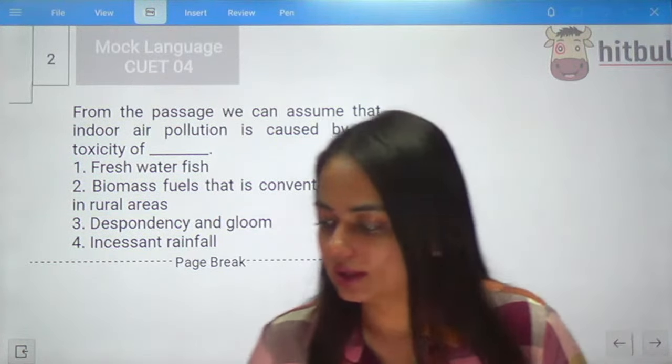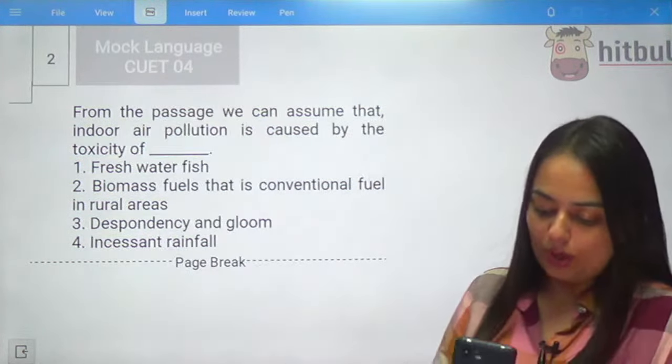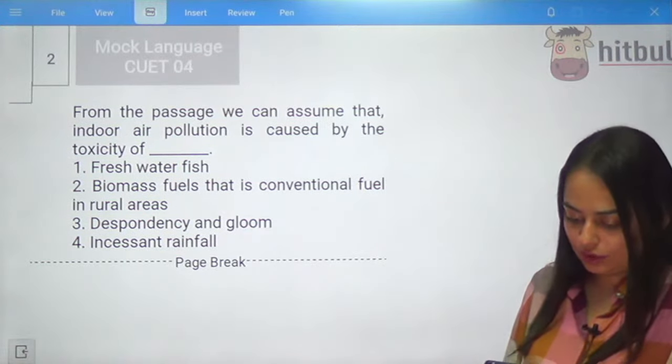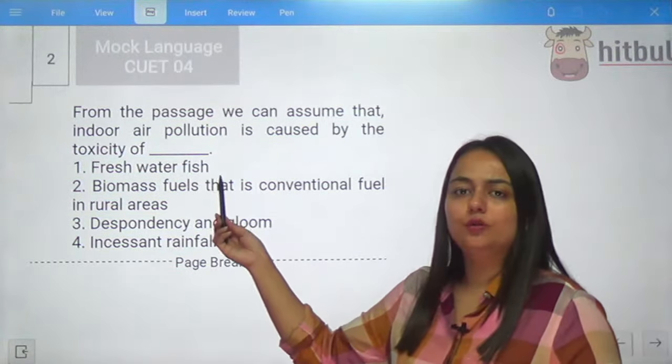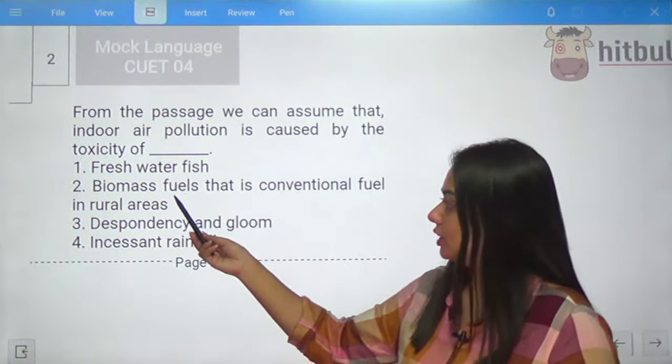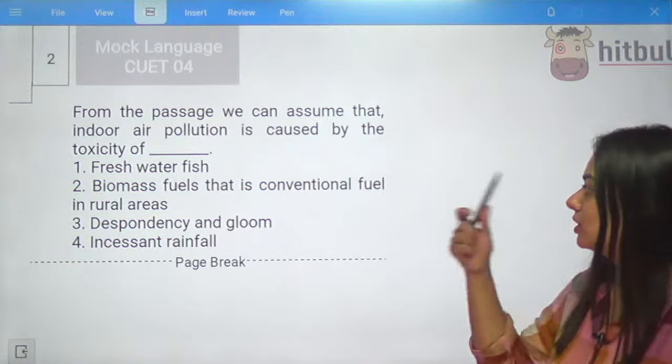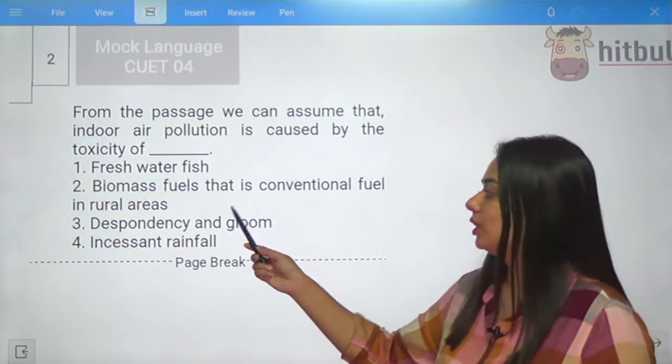Let's see who is going to answer this one. Amit is the only one giving all the answers. Come on everyone, drop in your answers. Is it because of freshwater fish? This was not mentioned in the passage. Is it because of biomass fuels, that is conventional fuel in rural area?